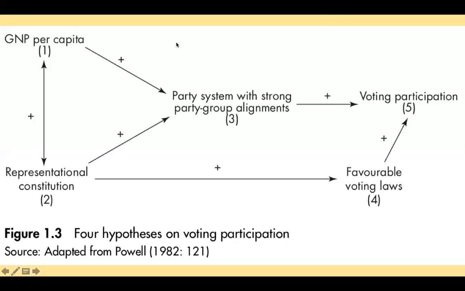Anna Martha says maybe institutions. So I think that might be accounted for by representational constitution. But I think that Anna Martha, there's a role for the quality of the institutions, right? And maybe the strength of the institutions. And that's not accounted for here.